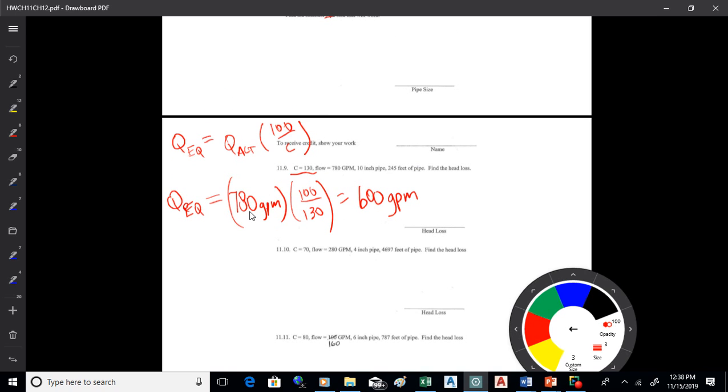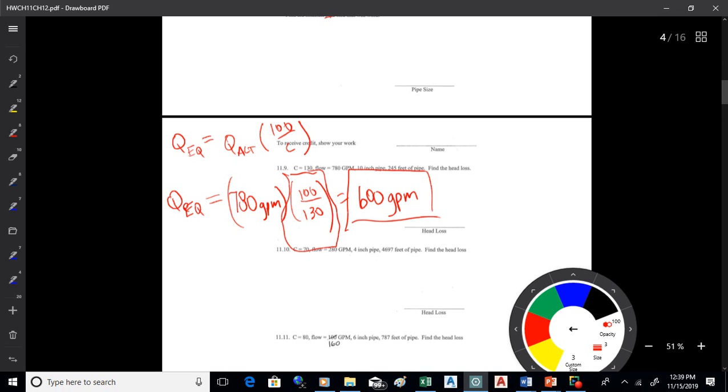Okay? I'm saying this because that helps you to remember how to build this fraction. I'm going to use the C100 table, but I'm going to do it for less flow. That way I'll have less head loss. So I want to set up this ratio, or this fraction, whatever you want to call it, to make the 780 less, because I want less head loss.